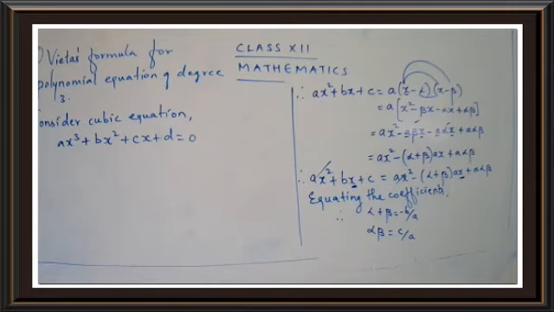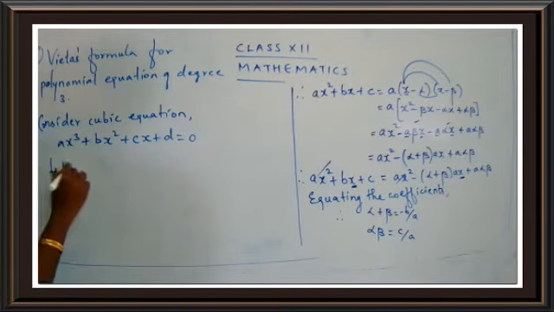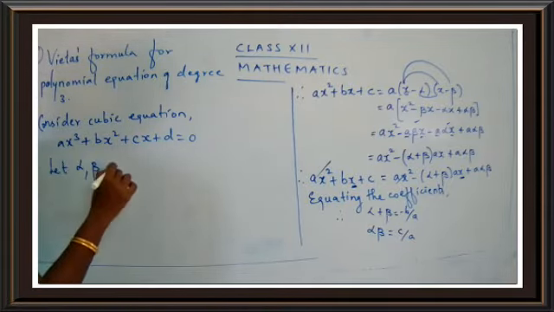Okay, children. So now you know that if the degree is 3, how many roots is it going to have? It's going to have 3 roots. So for the previous case, how many roots did we consider? Alpha and beta. Here we have to get 3 roots because the degree is 3. So we are going to take the roots as alpha, beta and gamma. Write down: let alpha, beta and gamma.